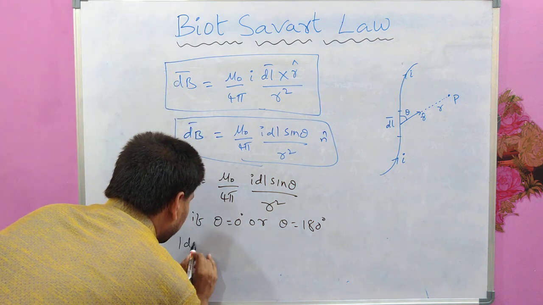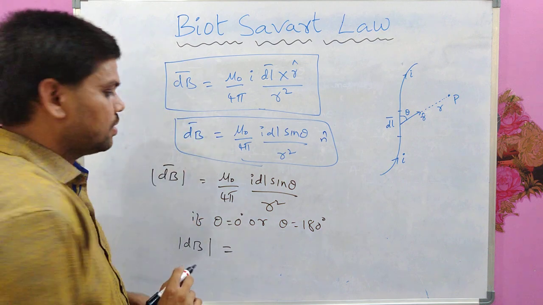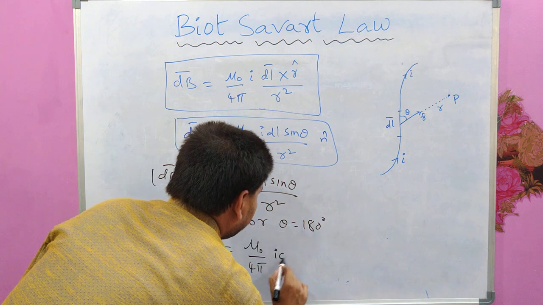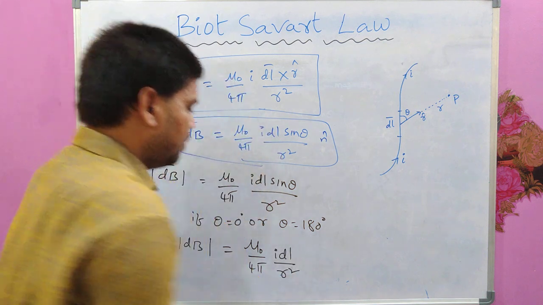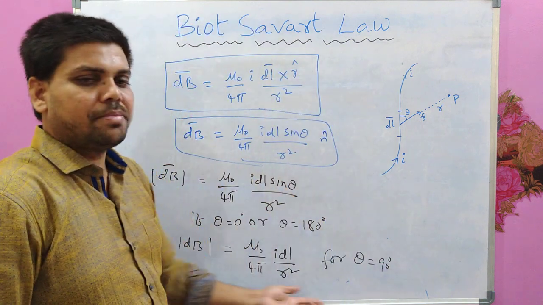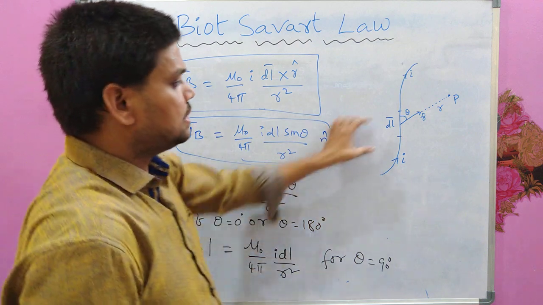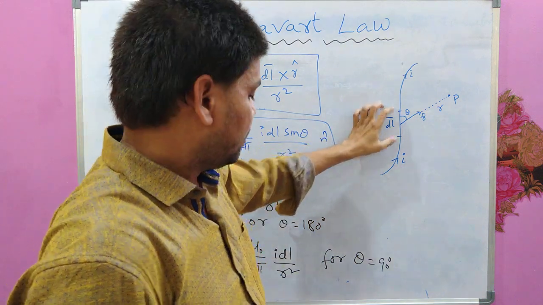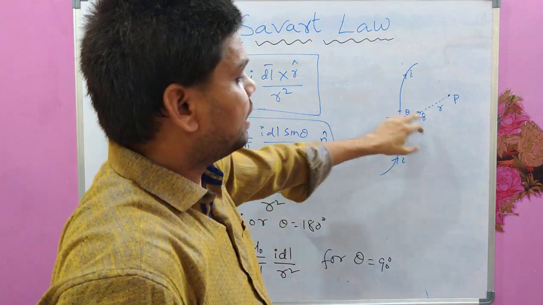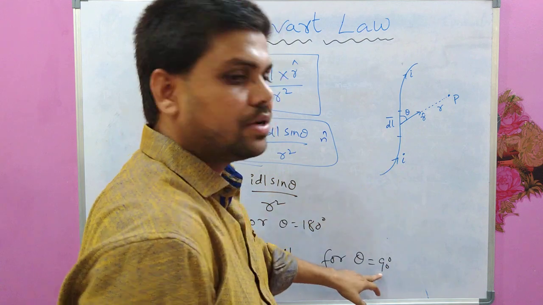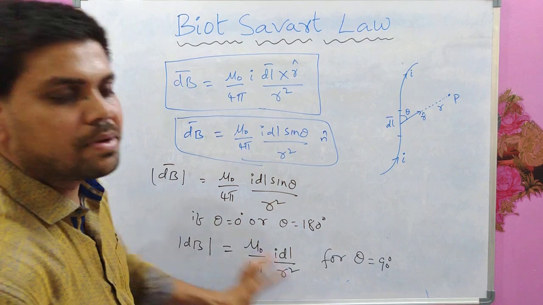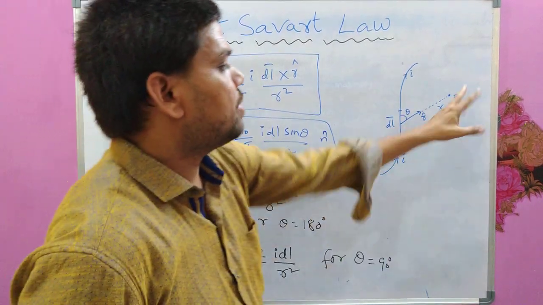And the magnitude would become maximum, which is equal to mu naught by 4 pi I dl by r square for theta equal to 90 degrees. This is the maximum magnetic field produced by this length element dl if the angle between length element dl and unit vector r cap is equal to 90 degrees. So these are the points which we should remember regarding magnitude of the magnetic field.